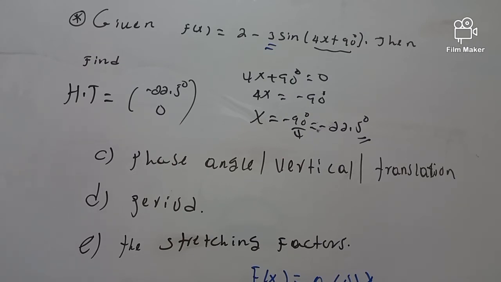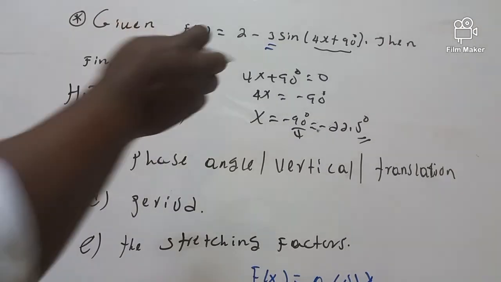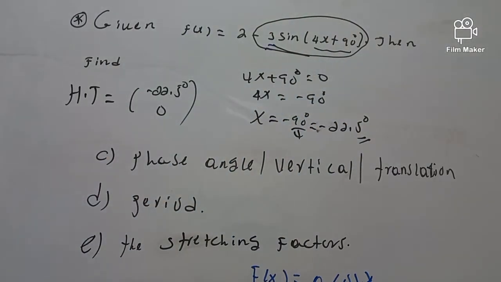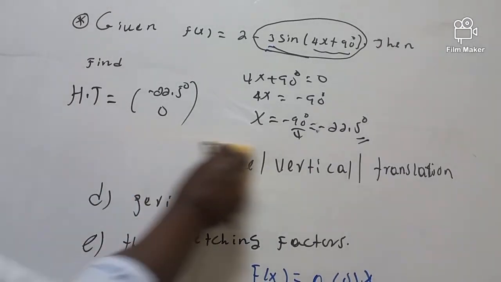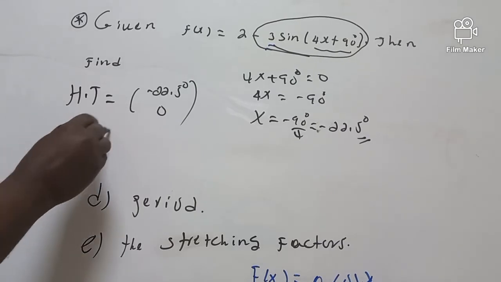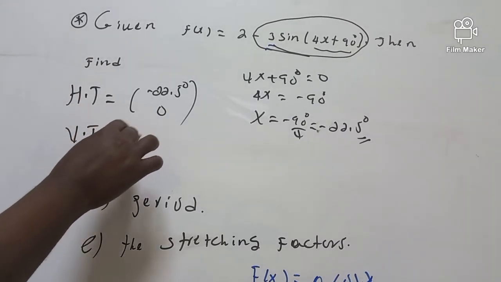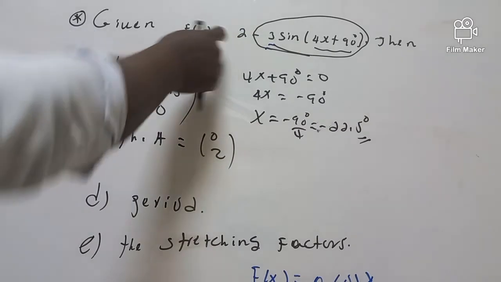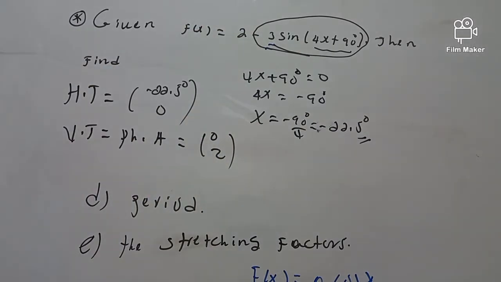When you come to the phase angle or the vertical translation, in order to determine it, simply look at what kind of value is already added on the trigonometric function. The value that's already added here is 2. So the vertical translation is very simple: the phase angle or vertical translation is simply 0, 2. We have to find the value that's already added or subtracted on the basic trigonometric function. So the vertical translation will be 0, 2.